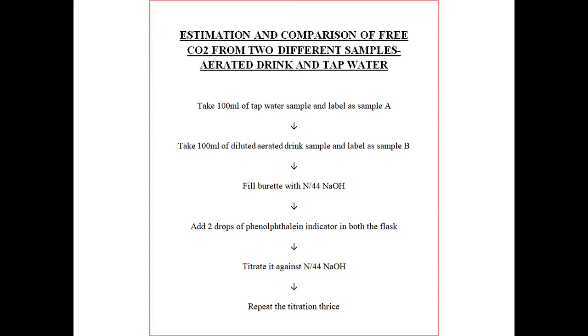All right. So here you will fill the burette with N/44 NaOH. The same rule follows here also. First you will rinse your burette with N/44 NaOH, and after that you will fill it. For indicator, you will use phenolphthalein indicator in both the flasks. Titrate against N/44 NaOH until the pink color is observed, because once your solution turns to pH 8.3, definitely you will get a pink color.